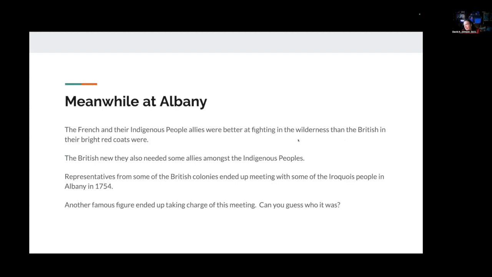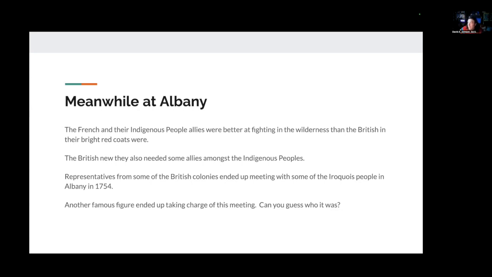So, meanwhile, in a place called Albany, the French and their indigenous allies were better at fighting in the wilderness than the British in their bright red coats were. You would think, after a while of losing, basically wandering through green territories in bright red things that just scream "shoot me," that the British might have rethought their uniforms a little bit, but nope. They were better at fighting in the wilderness than the British were, and the British stuck out like sore thumbs in said wilderness. So the British decided to get some allies from the indigenous folks themselves.